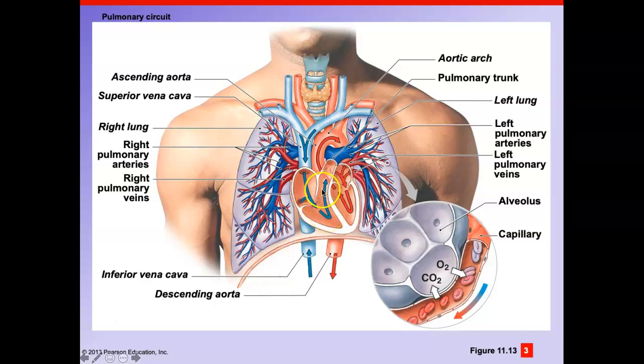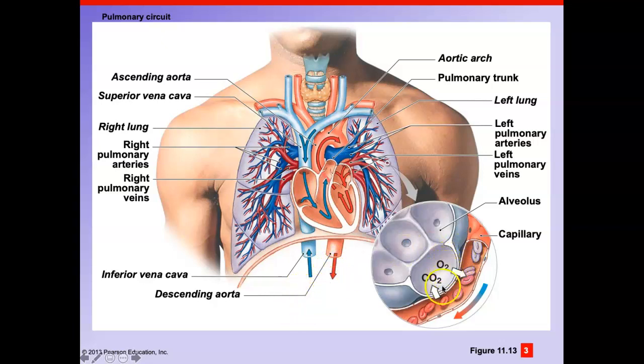From here it has to go to the lungs. So it goes out this pulmonary trunk, which then divides into pulmonary arteries, left and right pulmonary arteries, going to the lungs. So then you follow the red. Now it's oxygenated, so it's red coming back to the heart, and it's coming back to the left side of the heart, the left atrium. It's going to go through the bicuspid valve or mitral valve into the right ventricle, and from here it's going to be pushed out the aorta, up to the head, and all the way down through the descending aorta, the thoracic aorta, the abdominal aorta, and the whole body.